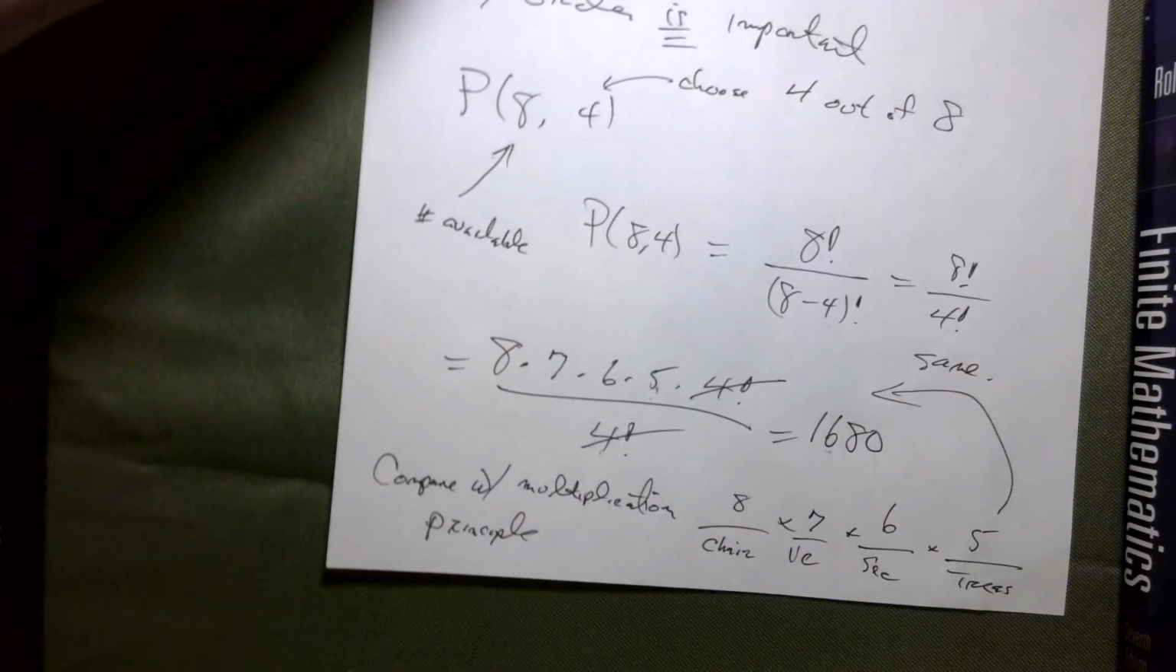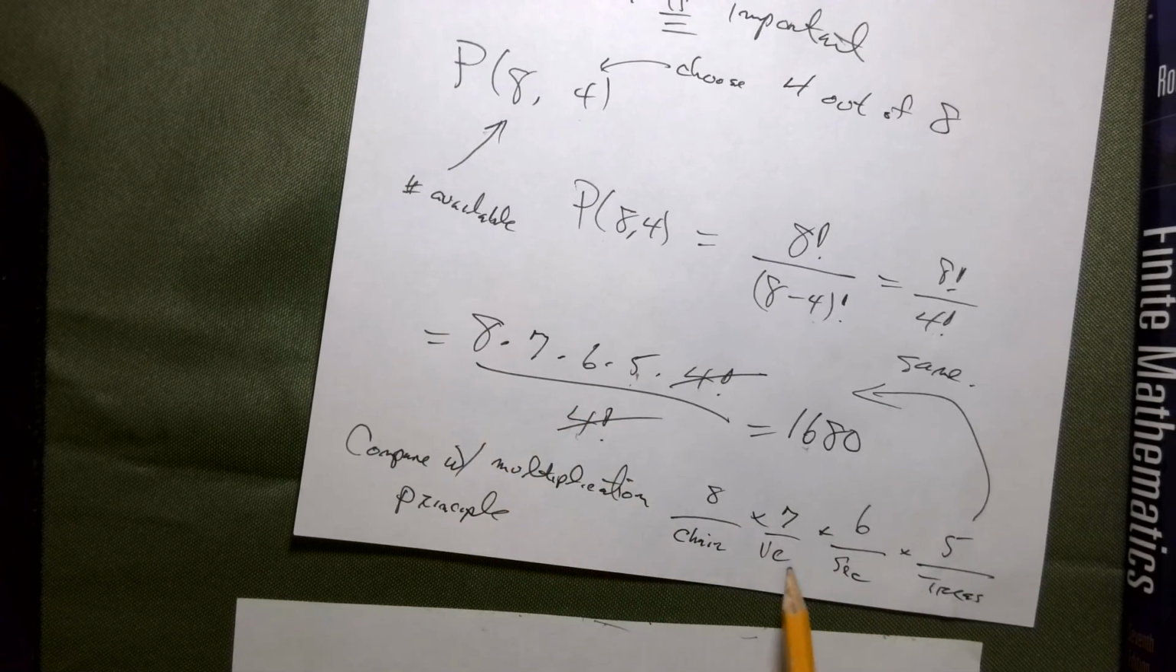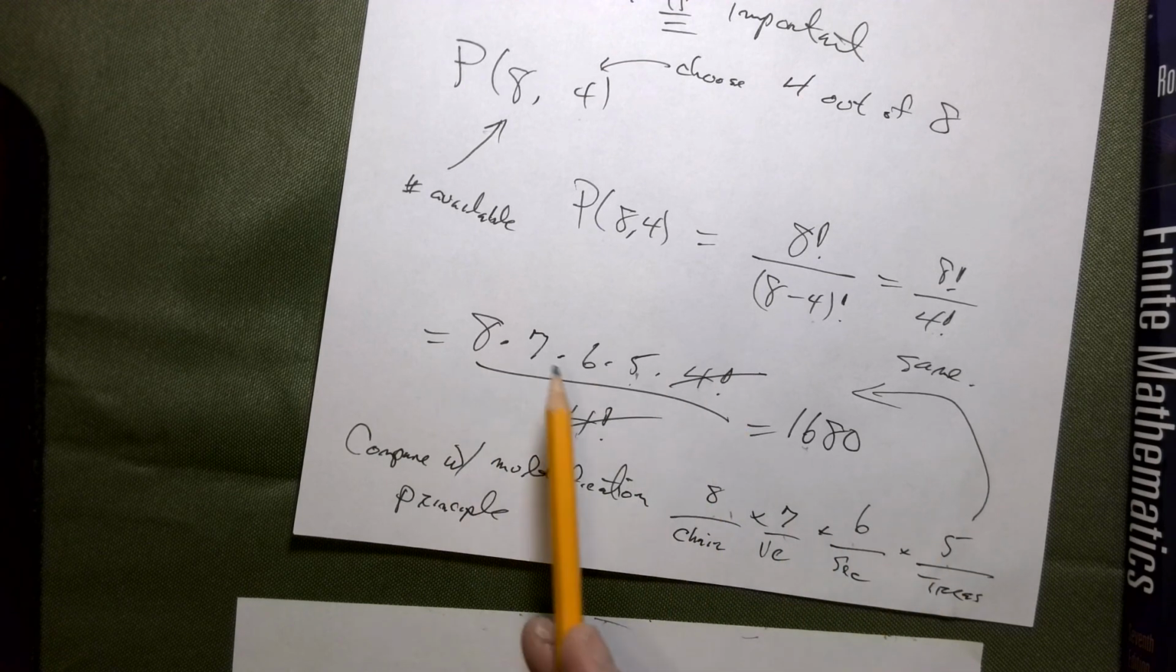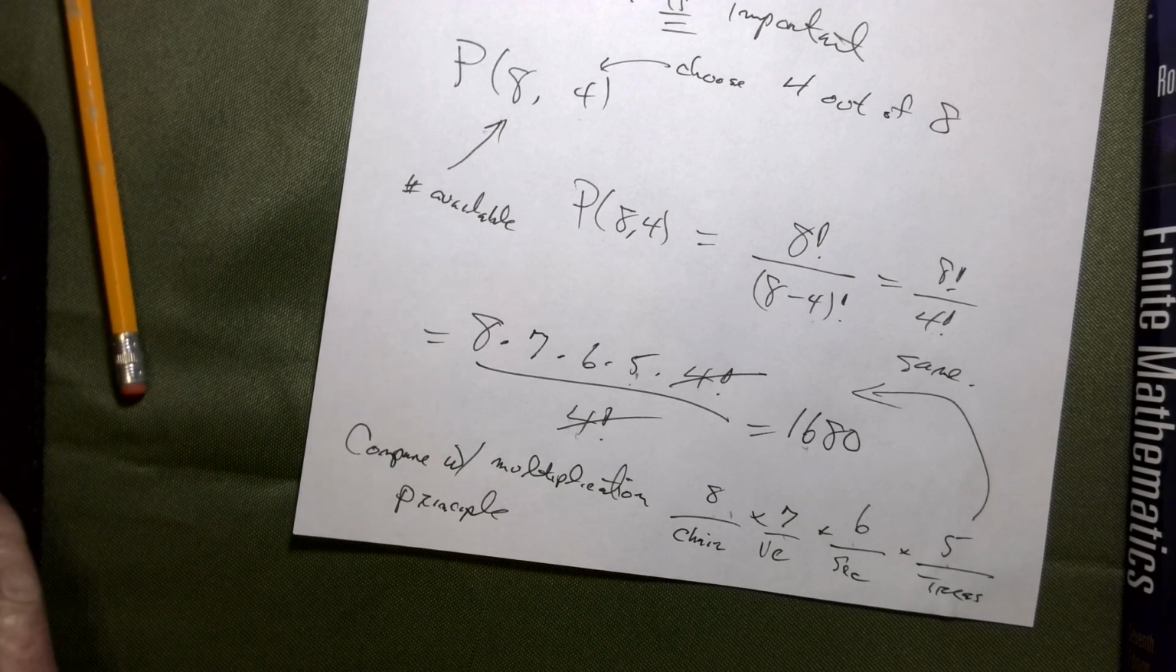Now I want you to notice that that's the same. If you look at this calculation right here, it's a horse race again. 8 people, 7, 6, 5. It's the same thing. So when we were doing the multiplication principle and the order was important, we were actually using the permutation formula.